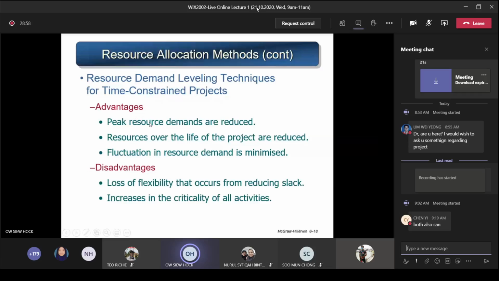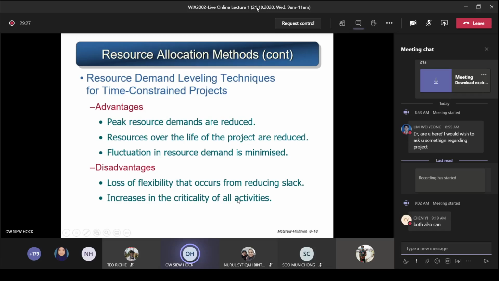What are the advantages? So now we illustrate to you, explain to you. Peak resource demands are reduced. Resource over the life of the project are reduced. Fluctuation in resource demand is reduced, is minimized. So what about the disadvantages? Because you are making use of the slack, there is a loss of flexibility that occurs from reducing slack. See, you are using a lot of the slack. So just now was starting from 4, you delay it and it becomes no more slack for that particular activity. So reducing the slack you have.